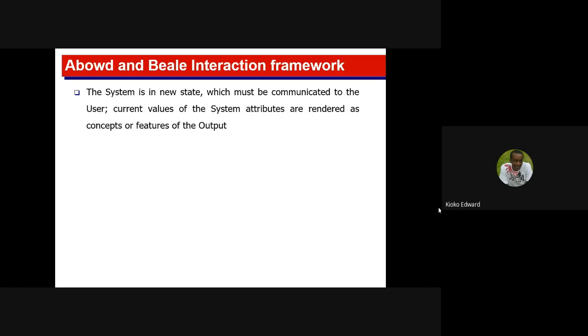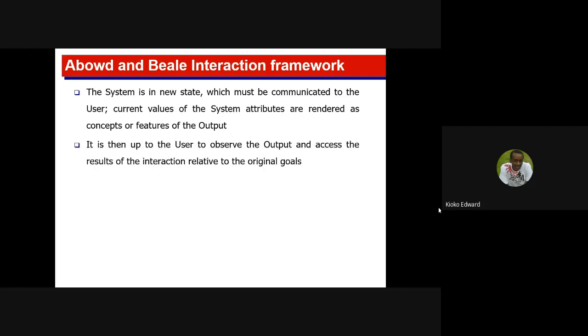These are the new attributes. These new attributes could be, for example, the user has been able to log in, or the user is able to find that item they were searching for from the internet, or the user has been able to find that particular student they were looking for within the system. So those outputs will now be rendered as concepts or features of the output. So you'll now be able to see on the interface the output of the execution phase. And at that time, we are saying the system is in a new state. It's not in the old state it was before the transformation occurred.